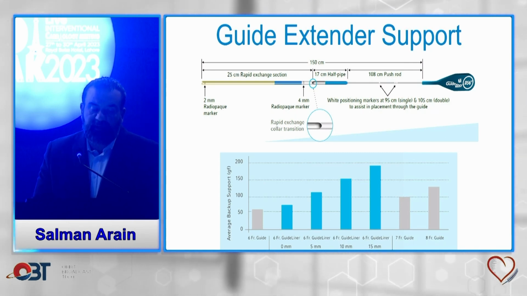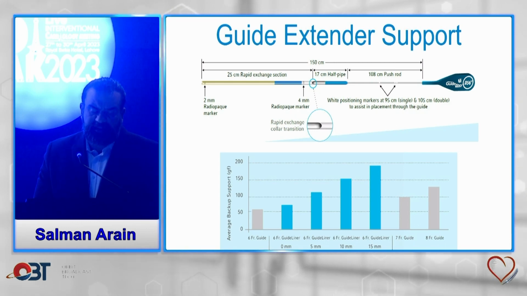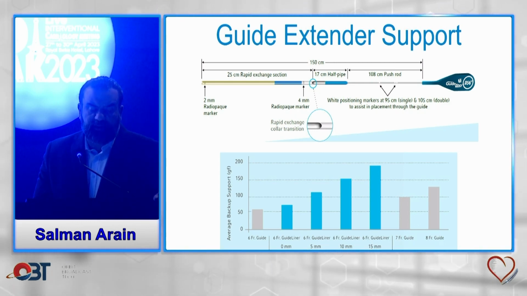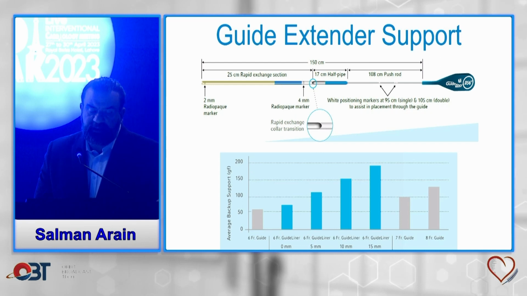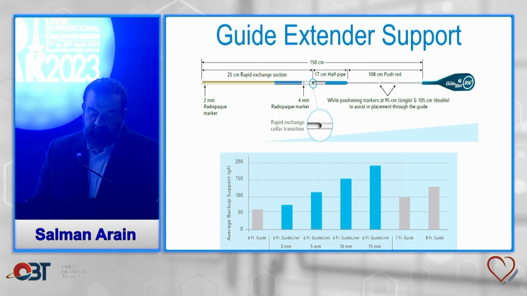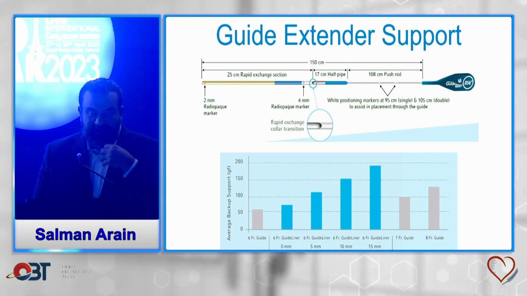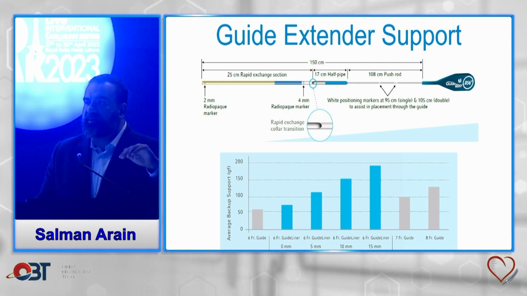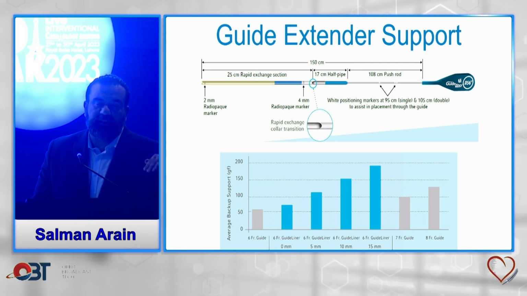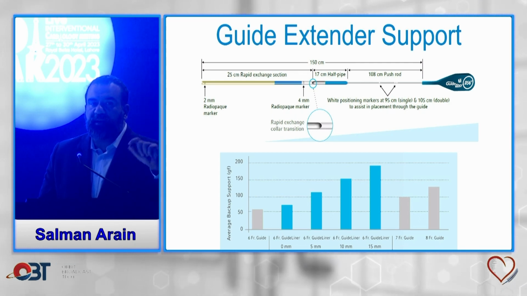It was the first one out there. The variation is in the material that they use for the tube, the length of the rapid exchange section, the shape of the half pipe. But the graph at the bottom is interesting. What it shows you is that if you are having issues with support, using a guide liner can give you the same support you would get from a bigger French guide.